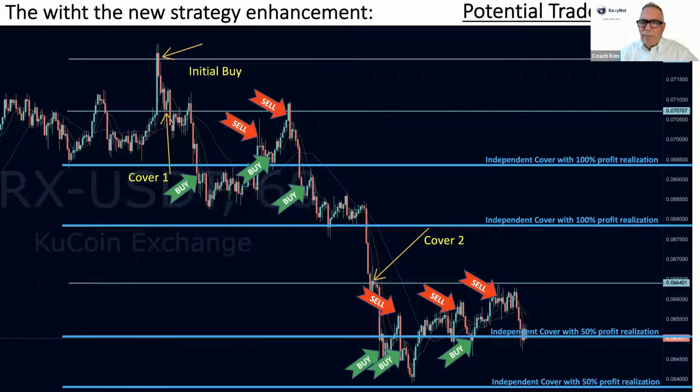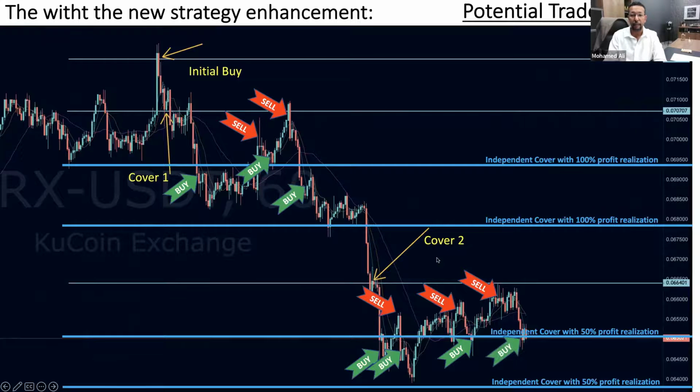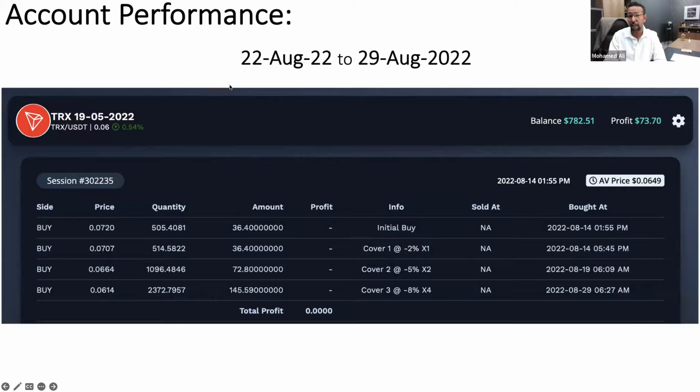Go ahead, Mohammed. Yeah, now this chart that we're seeing here is a repetition of what we have done last week. It's not the new week. Now let's look at the new chart here that we have. Okay, now this is this week. This is between 22nd and 29th.